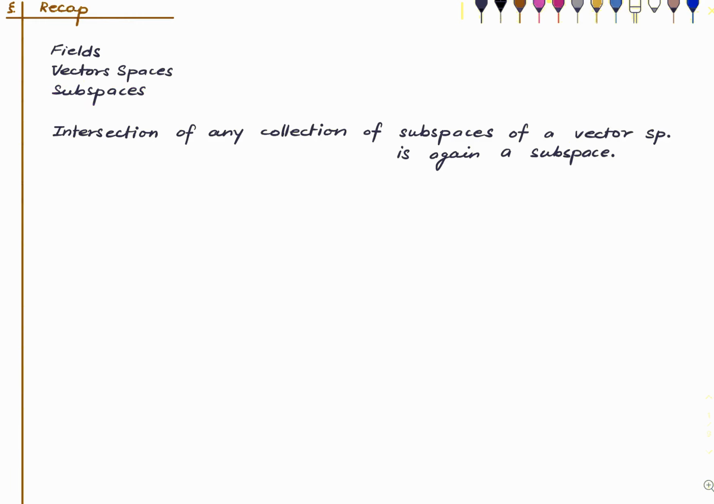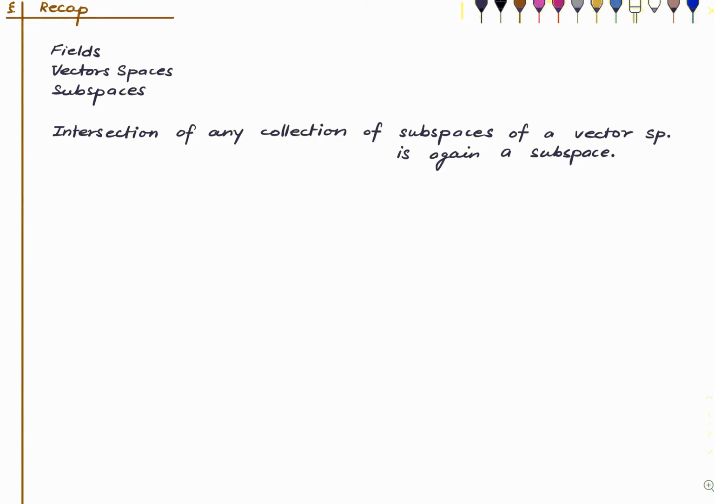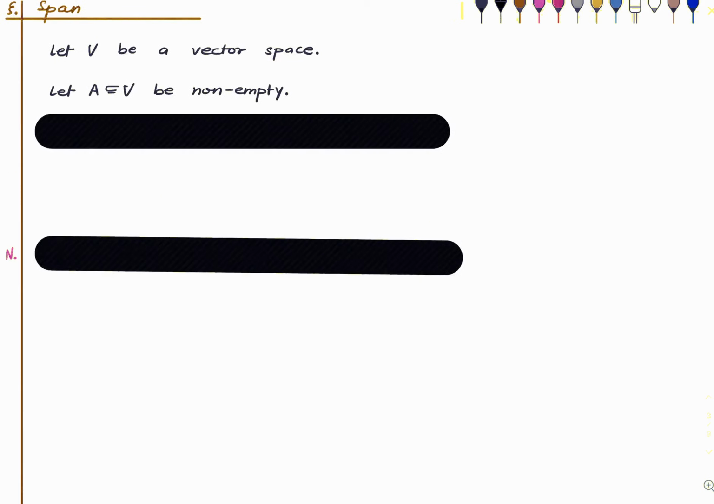But one of the properties that we saw was that if we intersect any collection of subspaces of a vector space, then we again get a subspace. Right? So this will be one of the main things that we will need for this lecture. All right. Here are some problems for practice. And now let us get started.